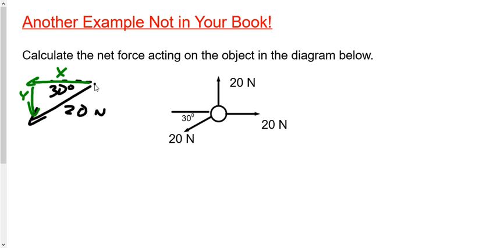Yeah, so if we're looking for adjacent and we have the hypotenuse, we're going to use which trig function? Right, so cosine 30 degrees is equal to x over 20. X ends up being equal to, I believe, 17.3205. Is that right?